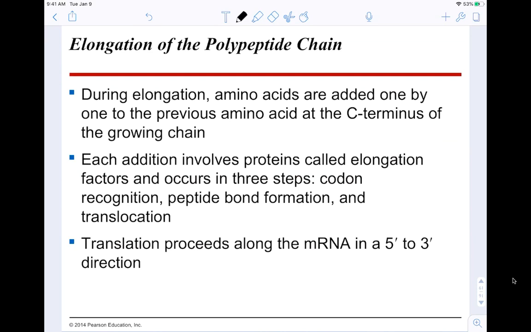So now we've initiated, we're ready to elongate. What are we elongating? The polypeptide chain, also called a protein because it's protein synthesis. During elongation, amino acids are added one by one to the previous amino acid at the C terminus of the growing chain. Each addition involves a protein called an elongation factor, and it's going to occur in three different steps: codon recognition, peptide bond formation, and translocation. Translation proceeds along the mRNA in a 5' to 3' direction. We're going to look at this in some pictures in just a second.